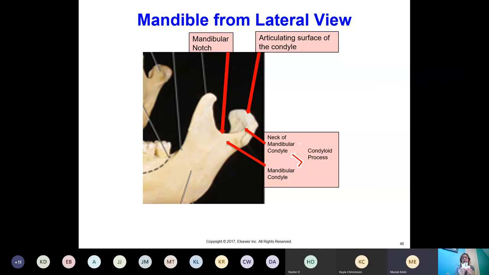This one's in your book. It shows you where somebody got kicked out, it sounds like. Sorry. So this just marks those different areas we just talked about. So the condyloid process is this area right here. It consists of the articulating surface of the condyle, the neck of the mandibular condyle, so it's this part here, the neck that holds the head, and then the mandibular condyle right here. So this is called the condyloid process right here.